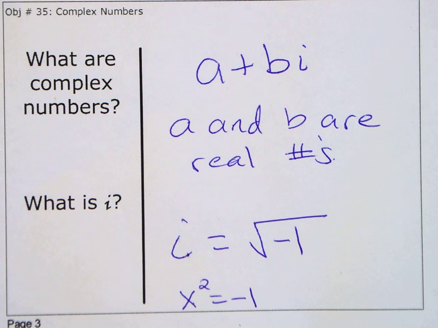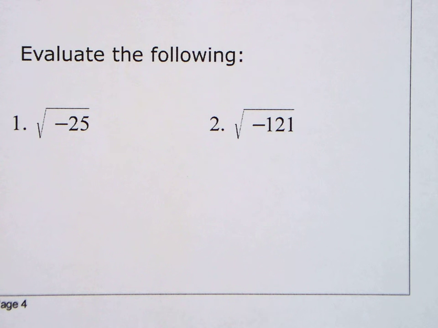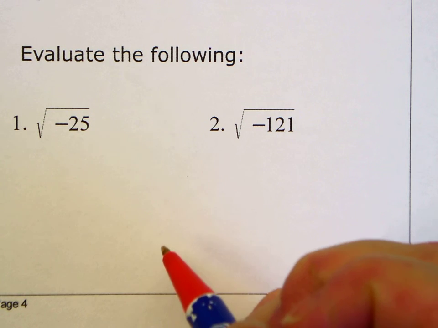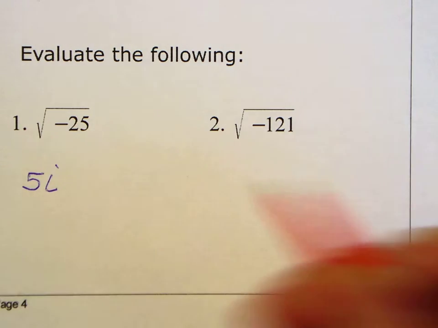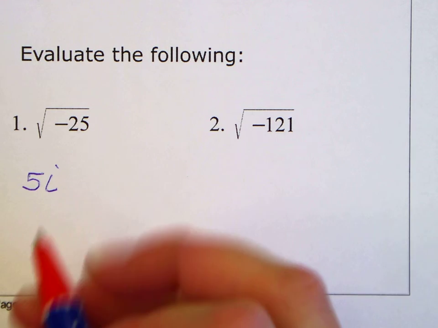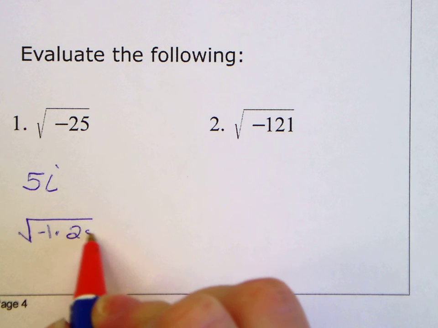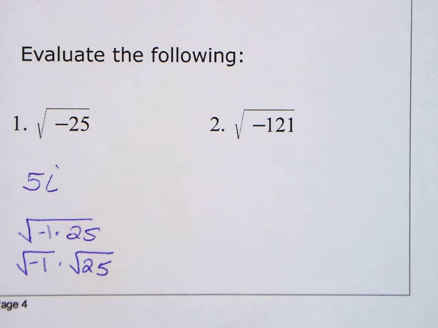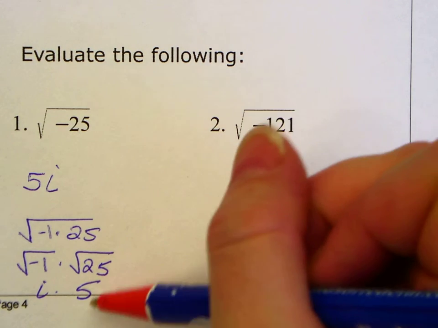All right, so thinking about that, what if we had the square root of -25? Well, we know what the square root of 25 is, which is 5. When you see a negative, you put an i, so 5i. If you want to put more thought into it, this is really the square root of -1 times the square root of 25. So that's i times 5. The square root of -1 is i, the square root of 25 is 5, so 5i.